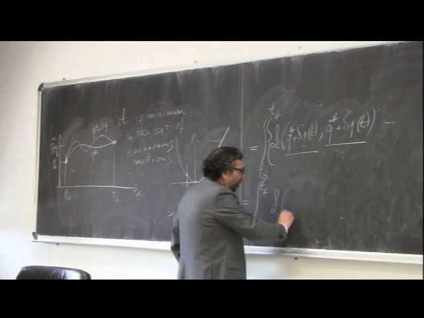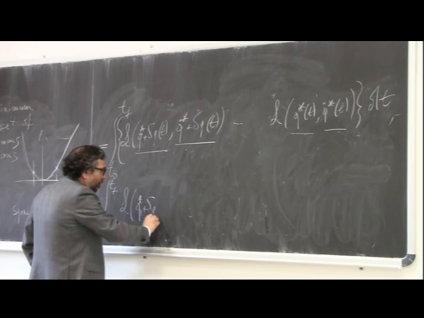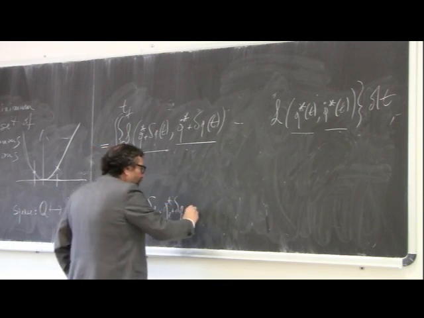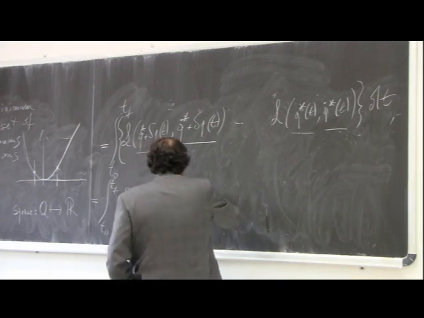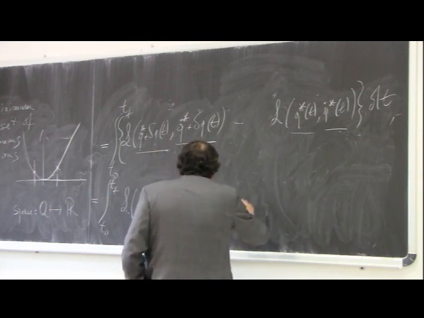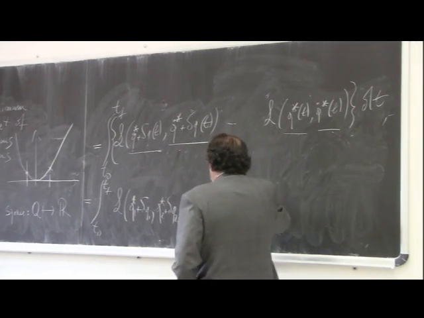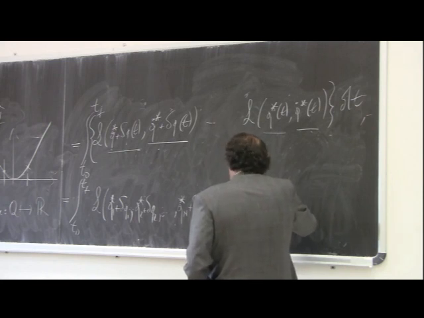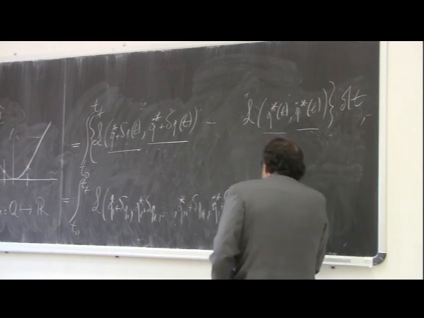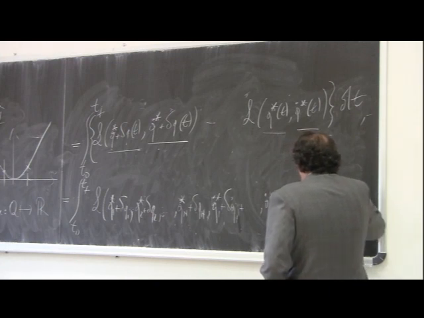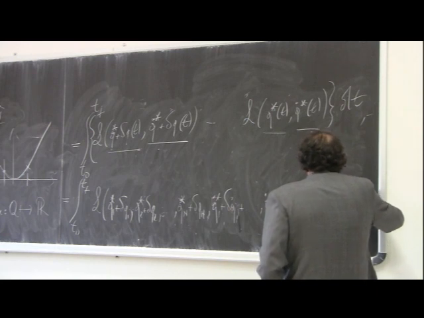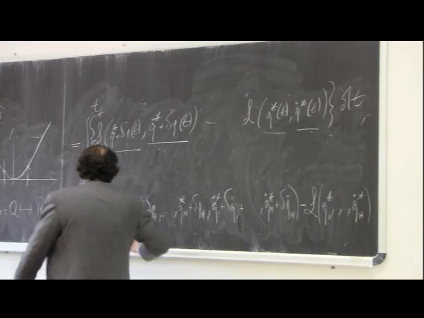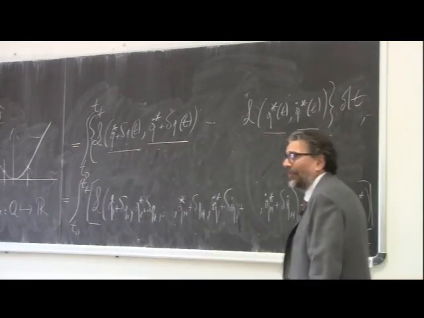So this is L of q star 1 plus delta q1, q star 2 plus delta q2, q star n plus delta qn, q dot star 1 plus delta q dot 1, q dot star n plus delta q dot n, minus L of q1 star, q dot star n. Okay? And this is integrated dt. Okay?